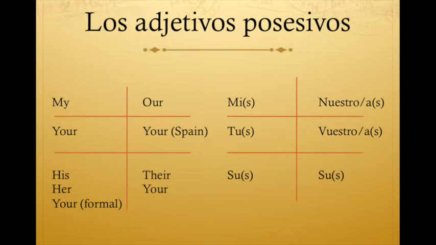Another thing to notice is that nuestro and vuestro, because they end in O, must not only agree in number with the S, but must also agree in gender. For example, nuestro padre and nuestra madre, where nuestro changes to nuestra if the noun is feminine.